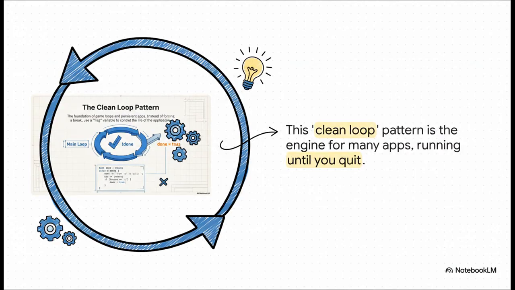Now this shows an incredibly powerful and super common pattern. This while loop is basically the heartbeat of most interactive apps you use every single day. The program starts, it sets a little flag called done to false, and then it just loops and loops, running all the main functions. It only breaks out of that loop when you, the user, do something that flips that done flag to true, like click quit.